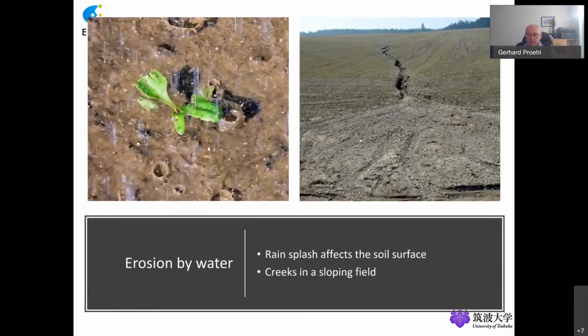Yes, this is an example. These are some pictures of water erosion. And here you see that this is really an important process which causes a redistribution of material and radionuclides.